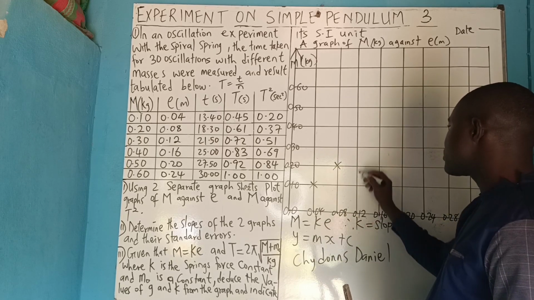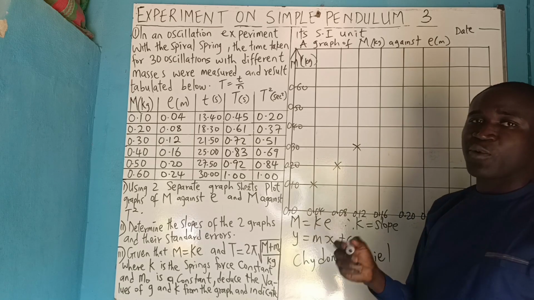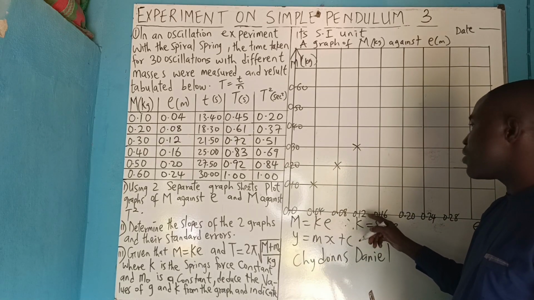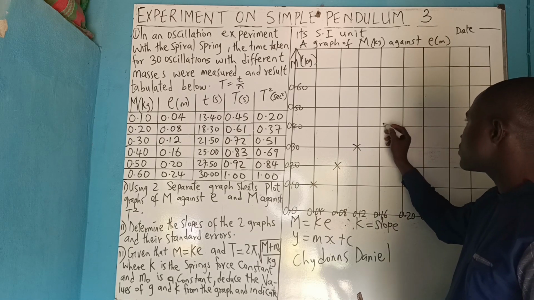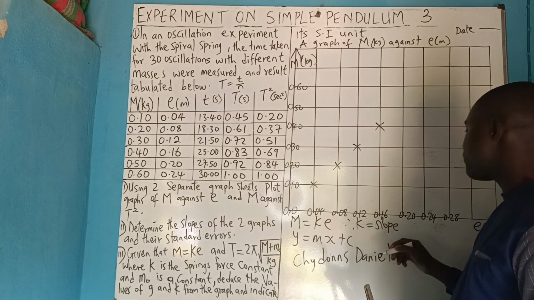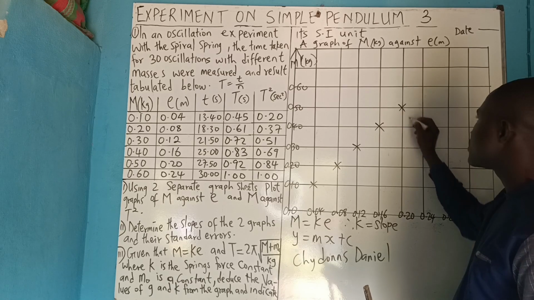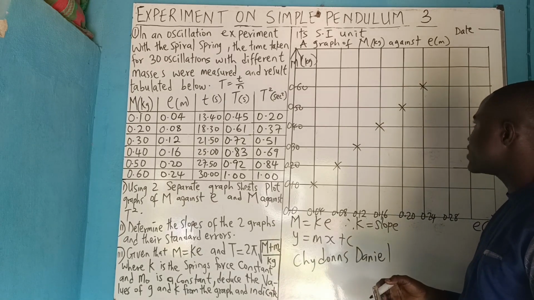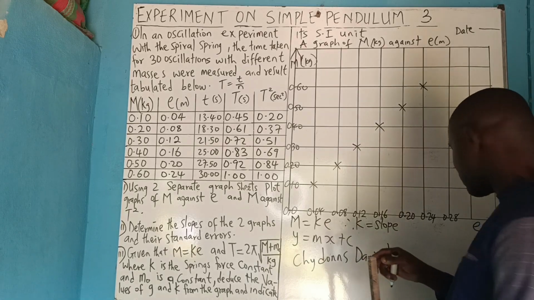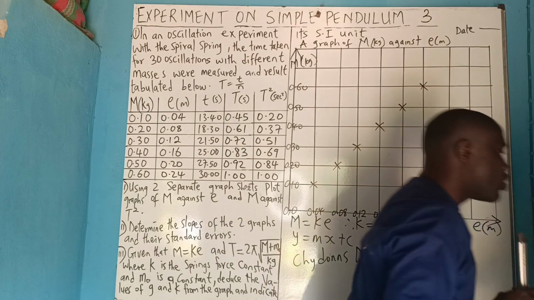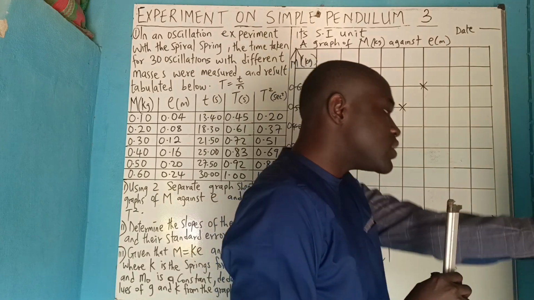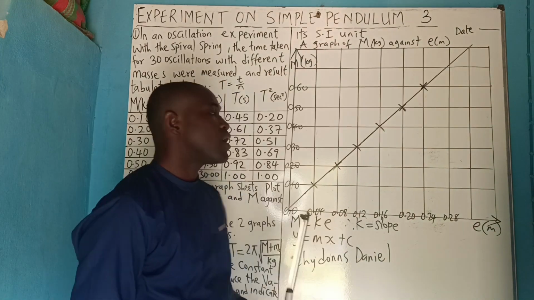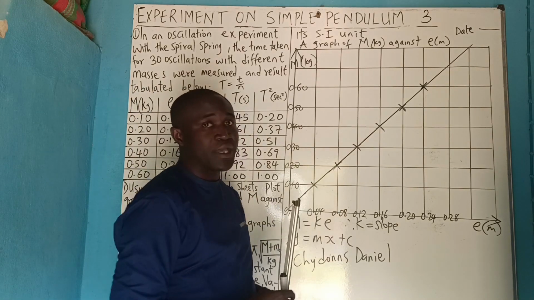0.3 against, wow, this type of graph plotting is sweet. Wow, no stress. 0.16 against 0.5 against and 0.6 against. Wow, that is sweet. And so we will locate our line of best fit. As you can see, we have gotten our line of best fit.